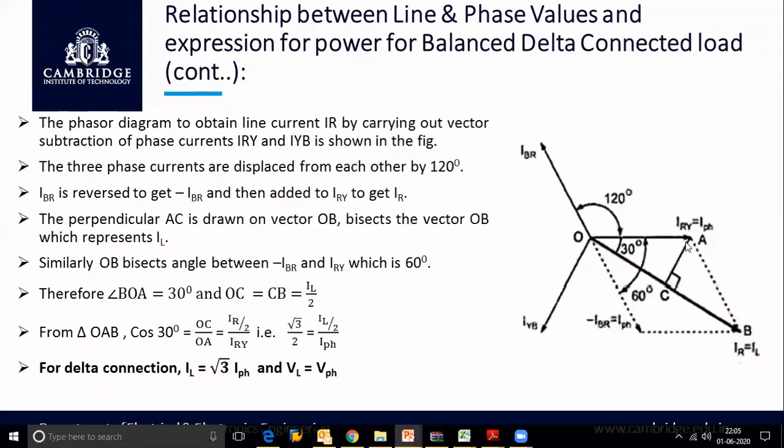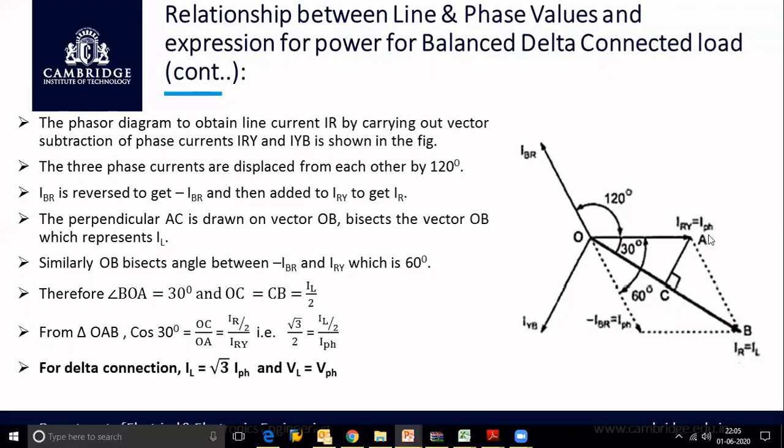So you have IRY, this is the IRY vector, and this is the IBR vector. So we require the negative vector of IBR. The negative vector of IBR will be obtained in the opposite direction. This is minus IBR. If we take the phasor sum of IRY and minus IBR, we get the line current, that is IR. So the same analysis follows.